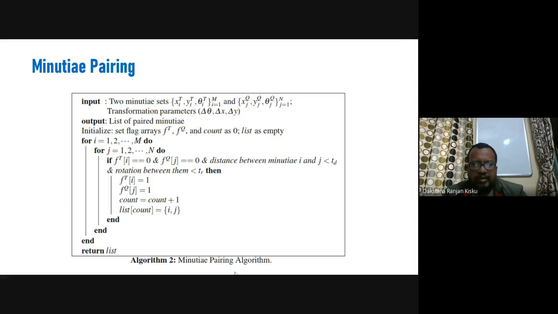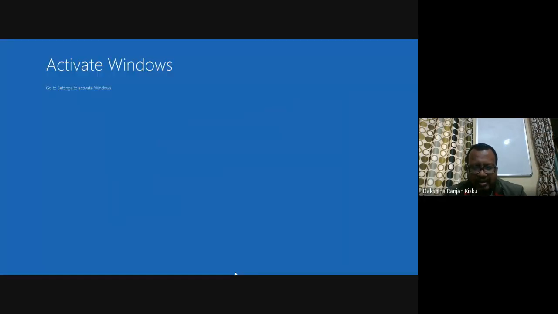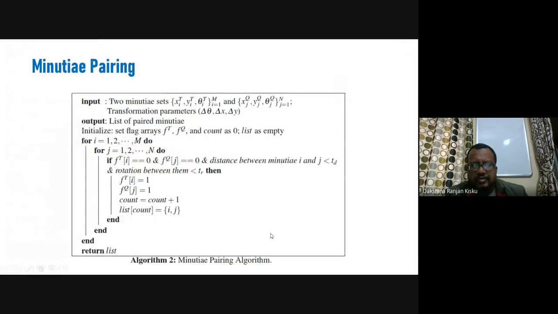So already we have obtained the transformation parameters, that is del x and del y, and these will be compared with TD. Now TD is the global threshold for the deviation of the distances, and we have another threshold called TR. Here TR is the threshold for the deviation in the rotation. So if both the flags are zero, the distance is less than TD, and the rotation deviation is less than TR, then we make both the flags one, and count is incremented by one.